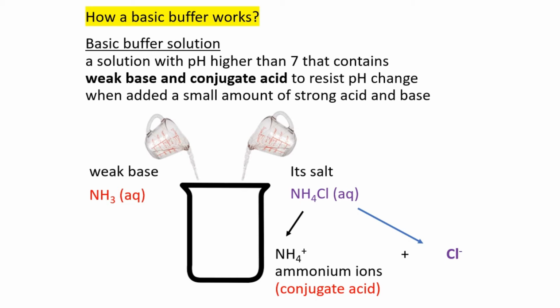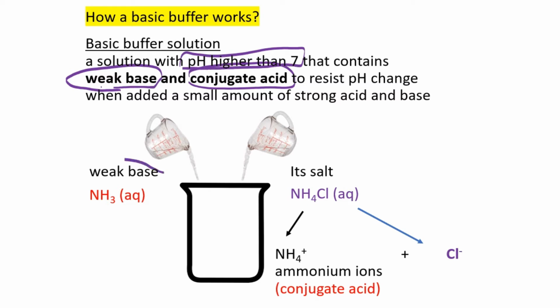Now, how does a buffer work? A basic buffer solution is a buffer solution with pH higher than 7. This is because it contains a weak base and a conjugate acid in the solution. Now, how do we prepare a basic buffer?